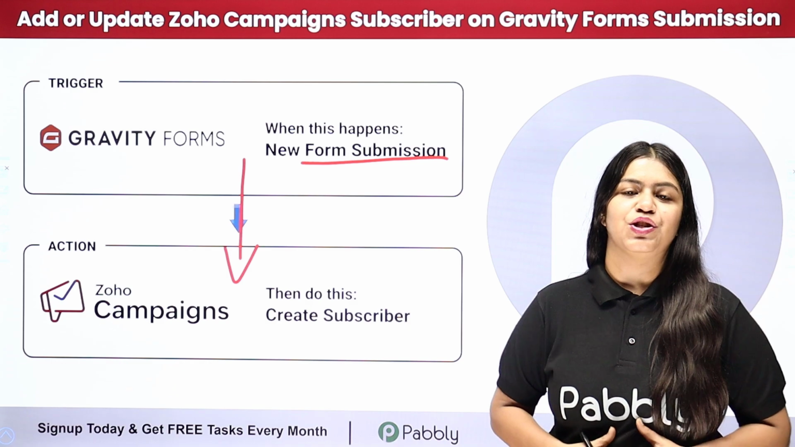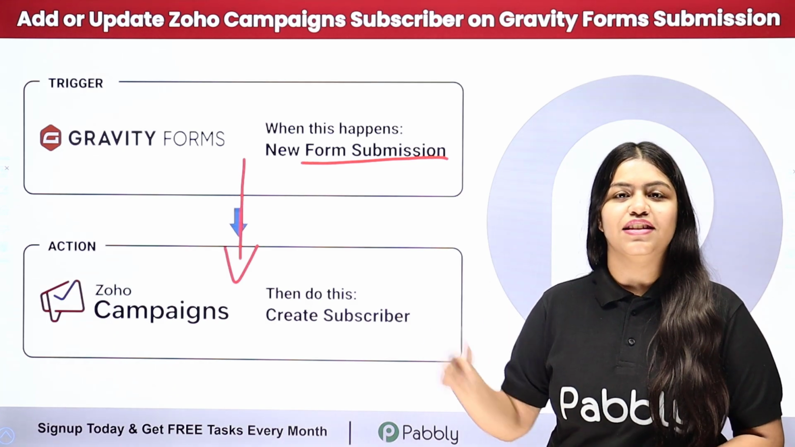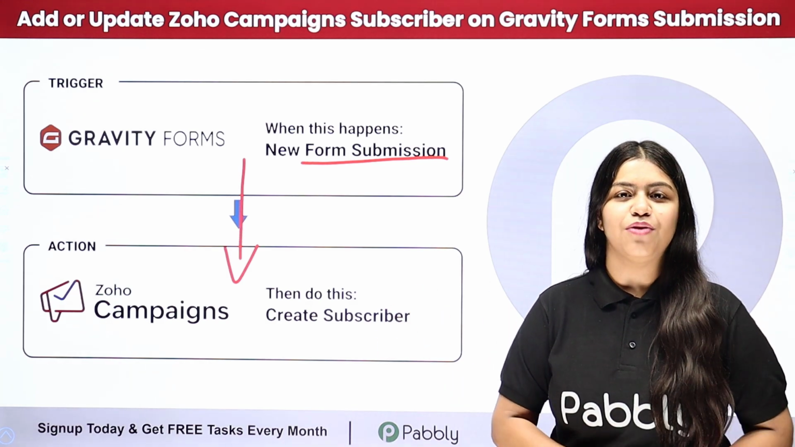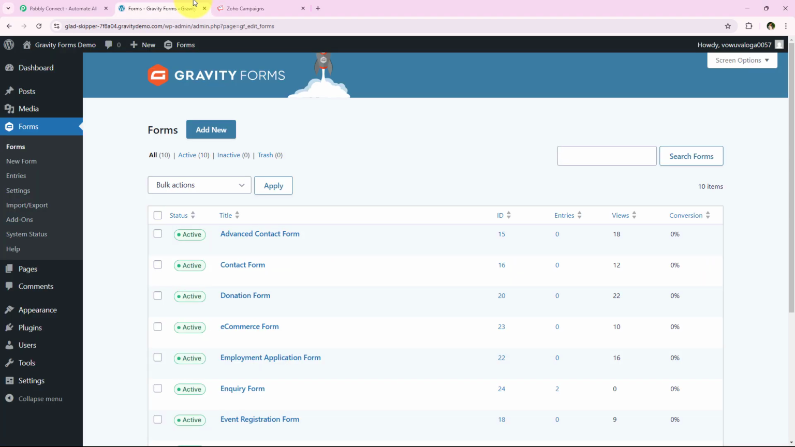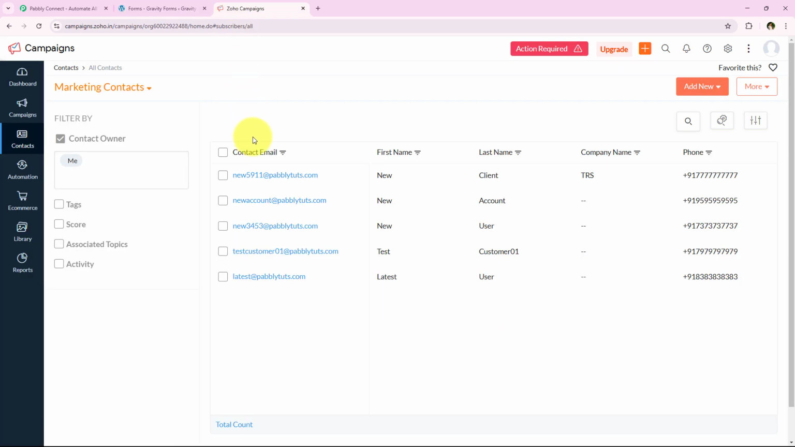It is an amazing automation software. So do you also want to create this automation for your business? Then for that you have to come with me towards my screen. Welcome to my screen. So in this video, I'll show you how to automatically add or update a Zoho Campaigns subscriber whenever a new submission is made on Gravity Forms. This automation ensures that every lead captured through Gravity Forms is instantly added to your Zoho Campaigns email list, helping you to run targeted email campaigns more effectively. So stay tuned as I guide you through the process step by step.